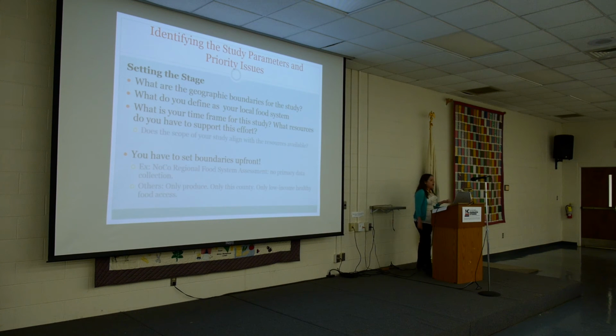For our Northern Colorado Regional Food Assessment, we decided no primary data collection. Right up front, I'll talk about the difference between primary and secondary in modules 2 and 3, but set those boundaries up front. Others might ask: are we doing only produce? Are we doing only one county? Are we looking at only low-income healthy food access? So really rein it in up front: exactly what are your parameters and what are your priorities? That'll save you a lot of heartache later.